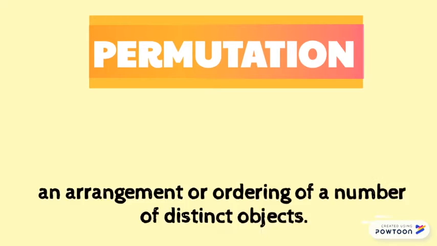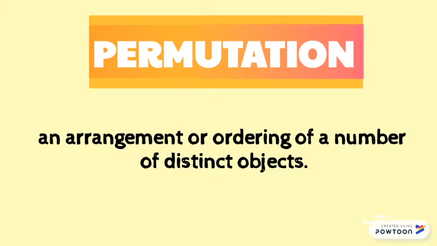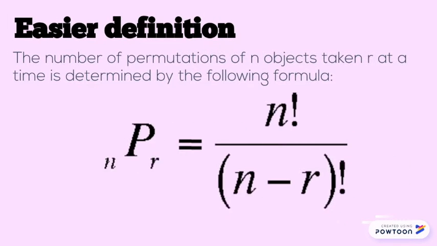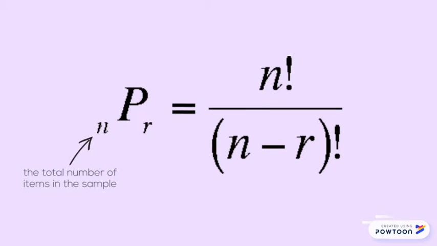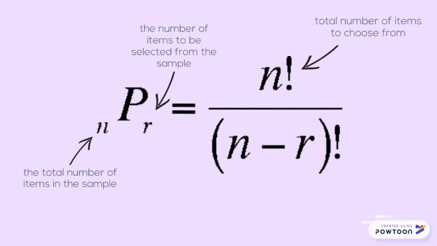So, permutation is an arrangement or ordering of a number of distinct objects. Easier definition: the number of permutations of n objects taken r at a time is determined by the following formula. n is the total number of items in the sample. r is the number of items to be selected from the sample. n factorial is the total number of items to choose from. And n minus r factorial is the left behind set.